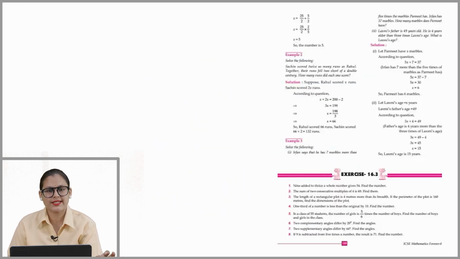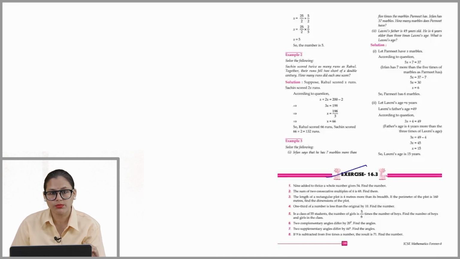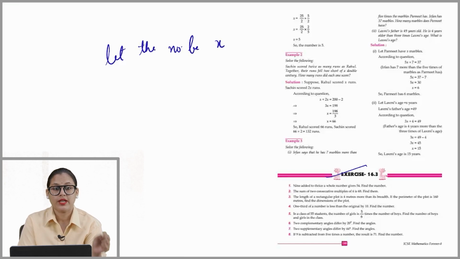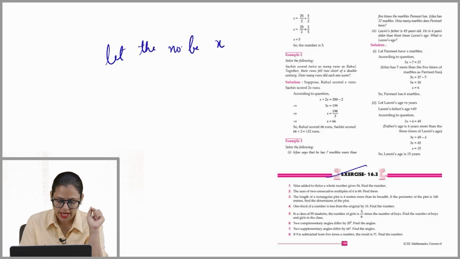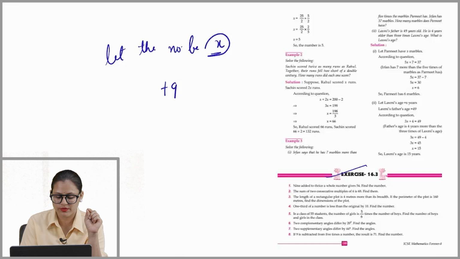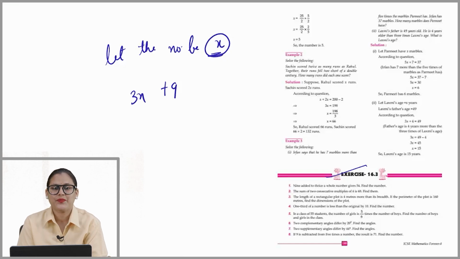Now let's do exercise 16.3. 9 added to thrice a whole number gives 54. Find the number. Okay, we don't know the number. Let the number be x. Okay. 9 added to thrice a whole number, to thrice of this number, and it gives 54. Now solve this equation. We have to find the number.